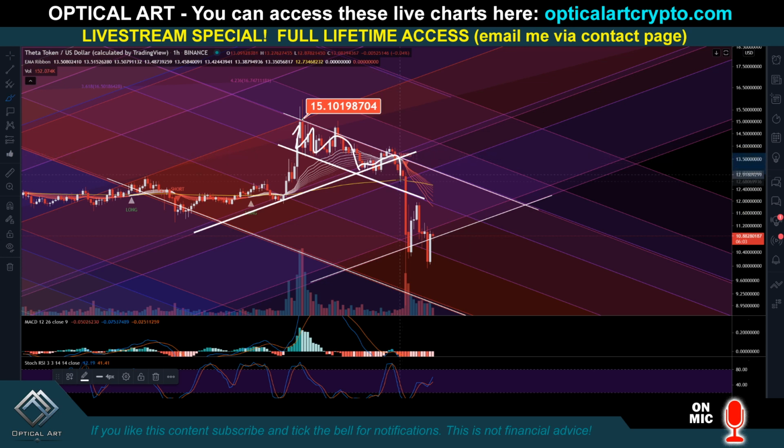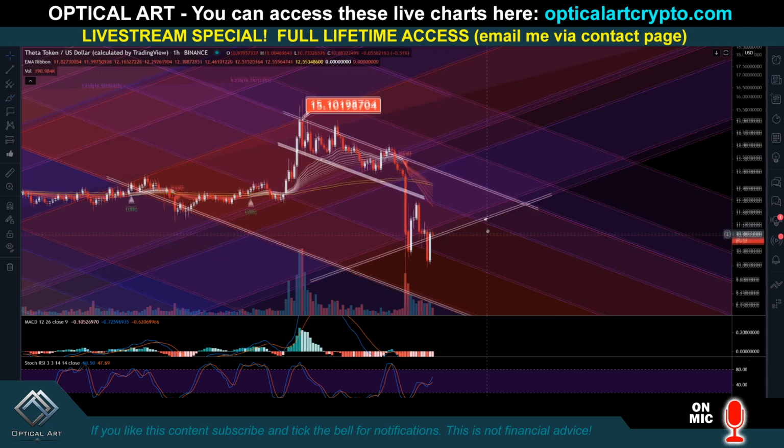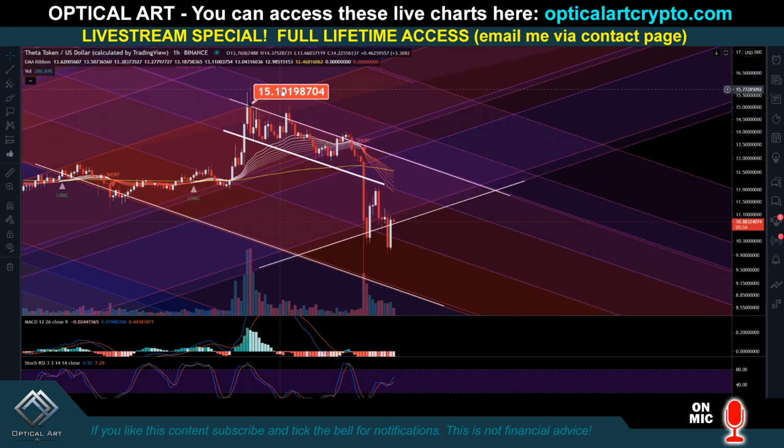We broke below it. We came down. We found support right here on this fib channel line. So I'm going to give you some price targets to pay attention to for Theta. And currently your support right now for Theta is right here at $10.83.